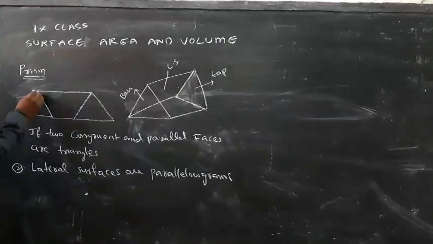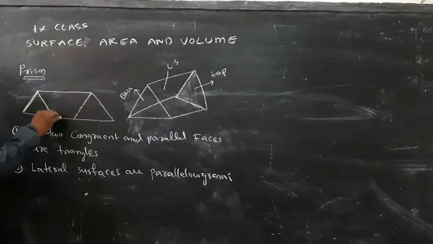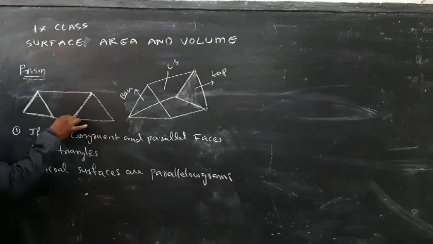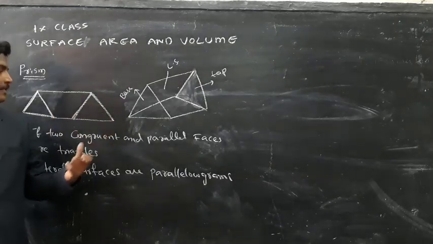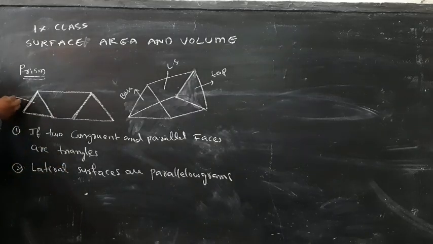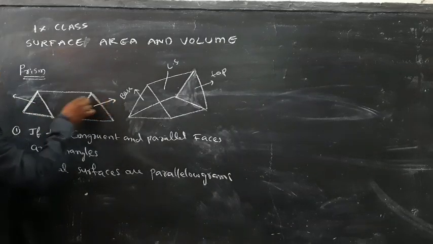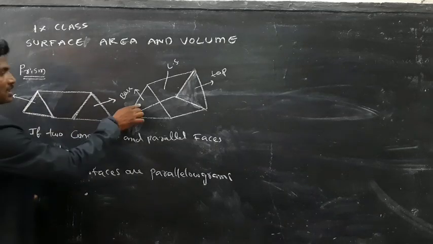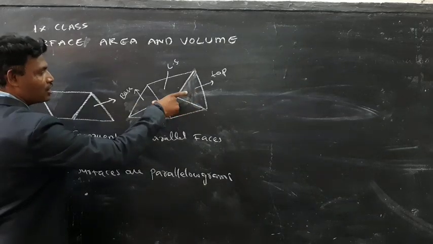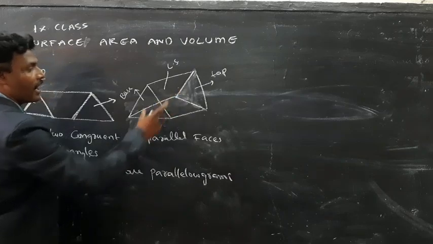Here, for example, I took one prism. The base of the prism is nothing but a triangle, so it is called a triangular prism. In this triangular prism, two parallel triangles are congruent. Here, this base triangle and top triangle, these two are congruent triangles.